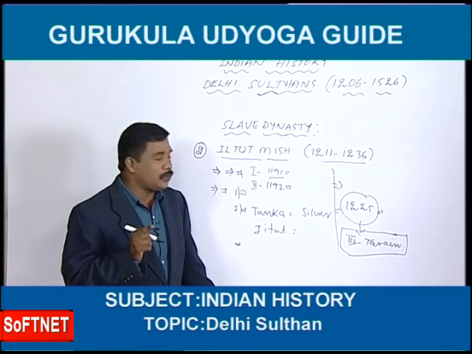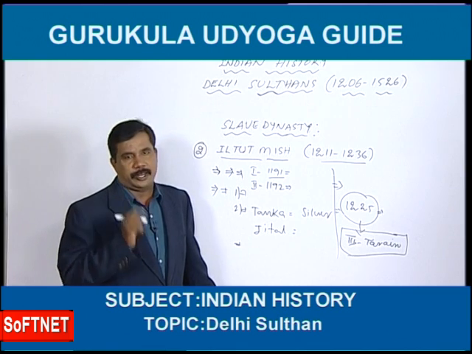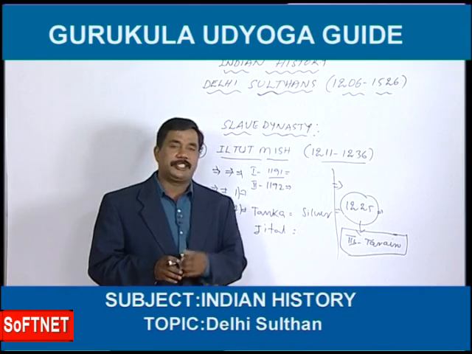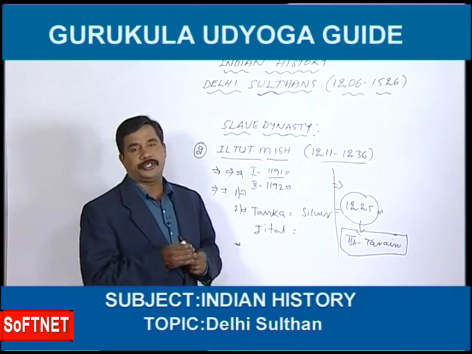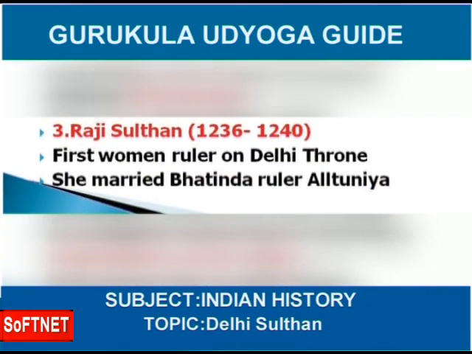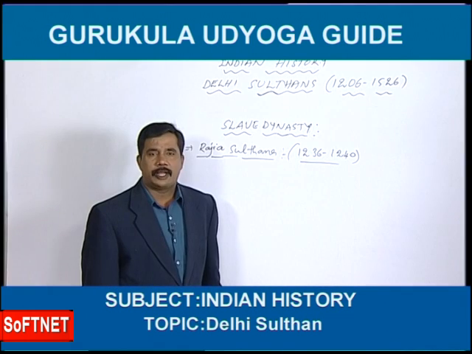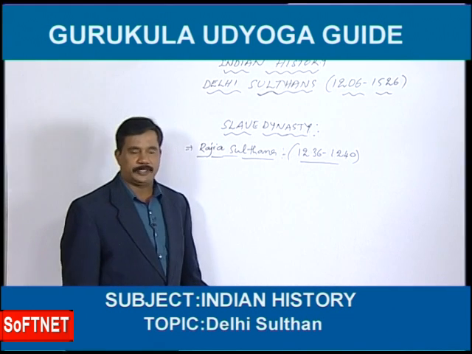That's why Ruknuddin was removed by Razia Sultana. So who was Razia Sultana? Razia Sultana was the daughter of Iltutmish. Razia Sultana ruled India, so she was the first woman ruler in India. She was the successor of Iltutmish.